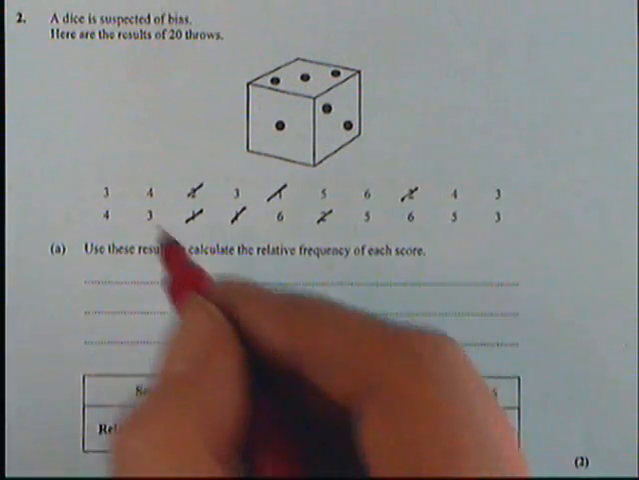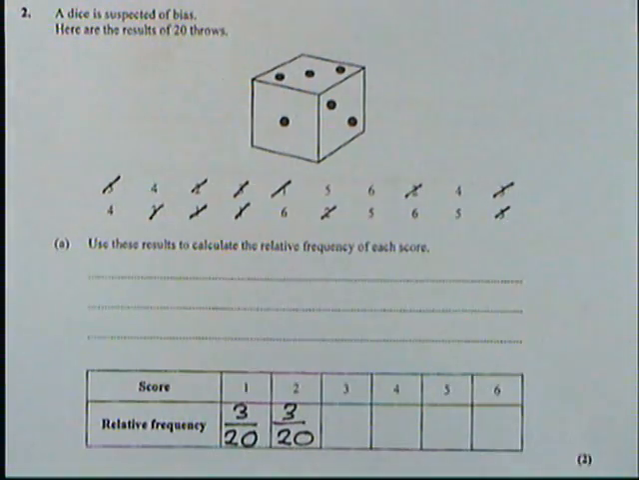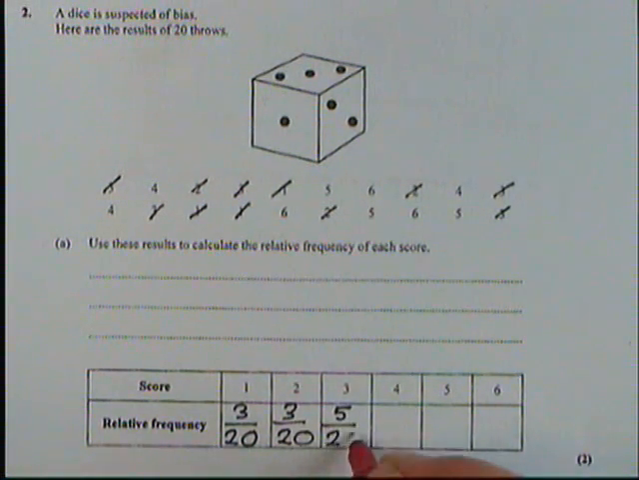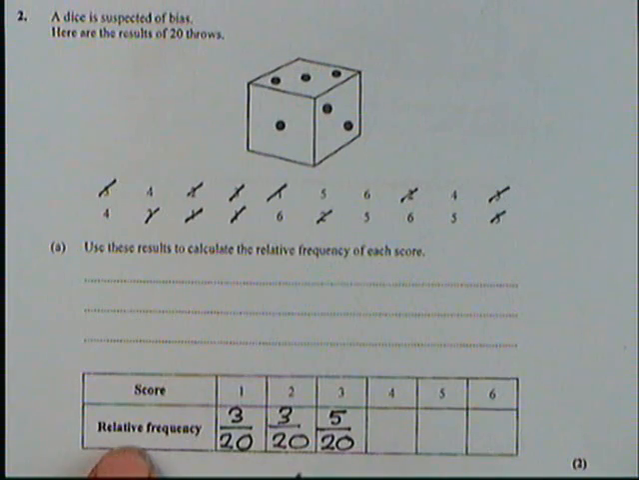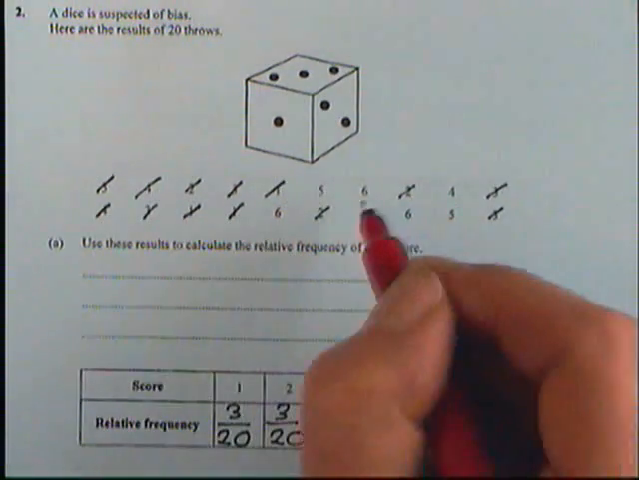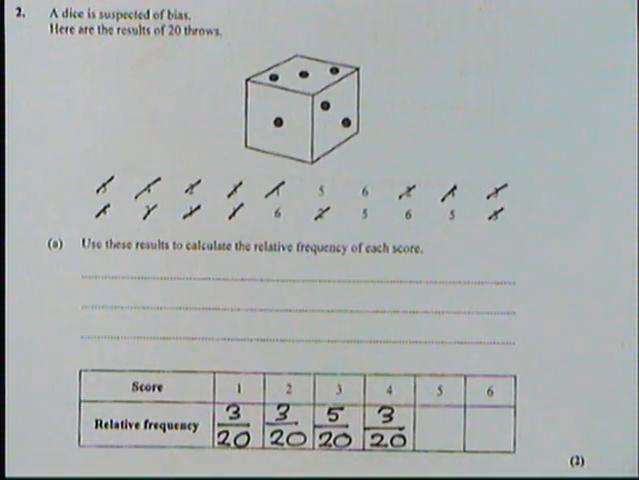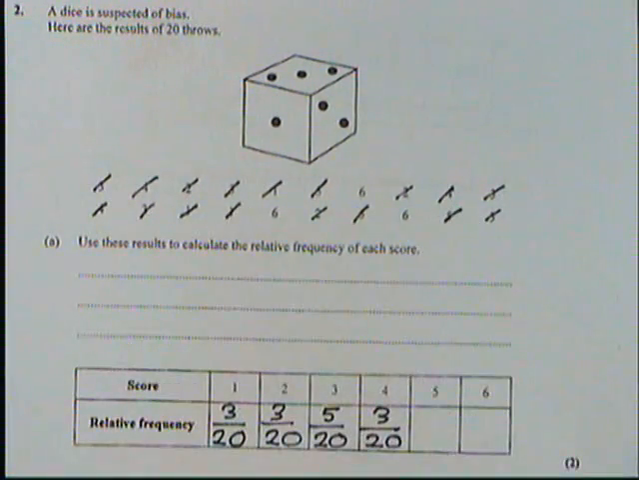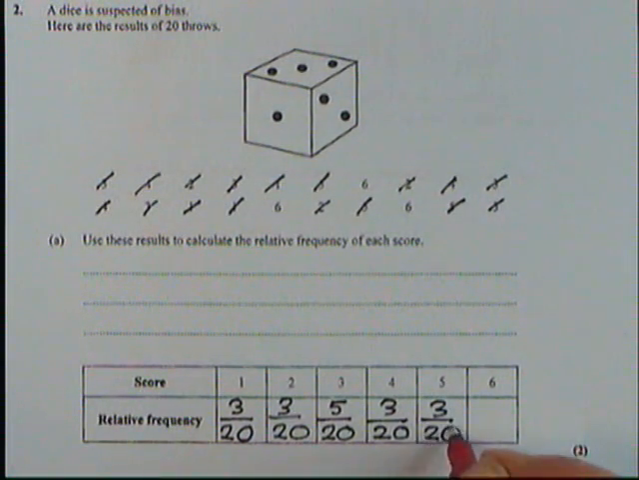If I now tally the 3s, you will notice that I've got more 3s. I've got 5 altogether. So the experimental probability of throwing a 3 is 5 out of 20. And don't forget, the experimental probability is called the relative frequency. So if I now tally the number of 4s, I've got 3 4s, so the relative frequency is 3 out of 20. The number of 5s, again, I've got 3 5s, so the relative frequency, the experimental probability of a 5 is 3 out of 20.